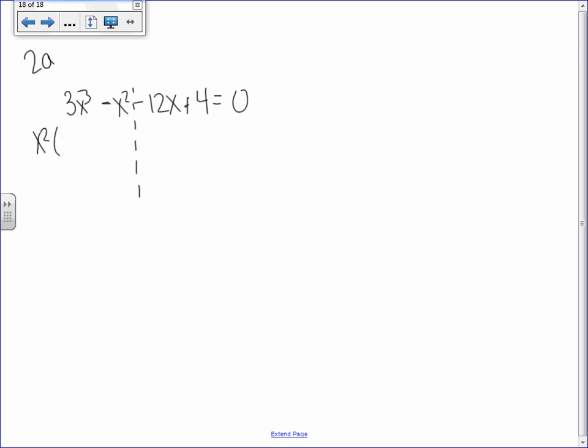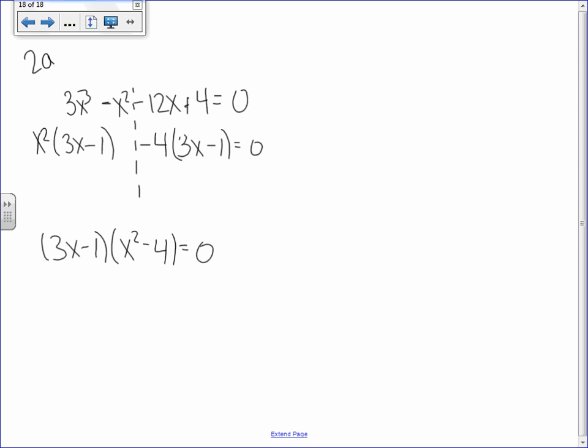This has a GCF of x squared. This is going to have a greatest common factor of negative 4. All right, pull out the negative, and you're left with 3x minus 1. So now I've got 3x minus 1, and then x squared minus 4. And I'm not done because x squared minus 4 is the difference of perfect squares. That factors into x minus 2 and x plus 2.